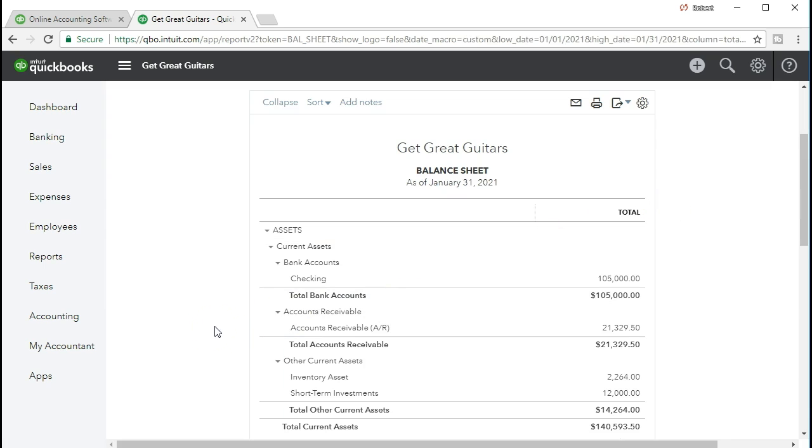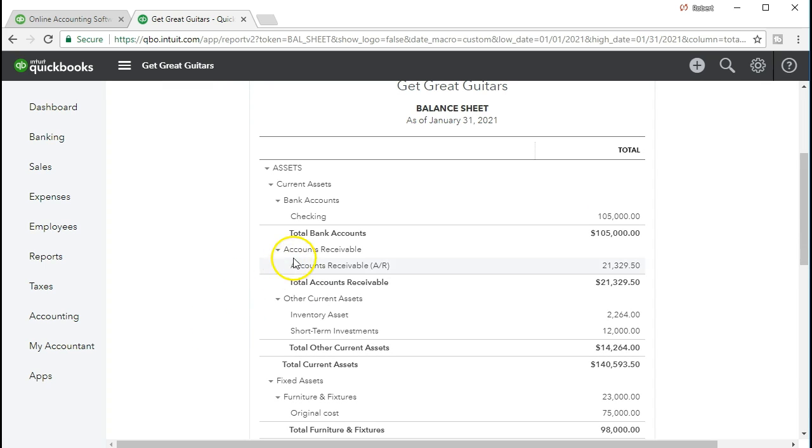So here we have it. Now we're going to go through here. The invoice means that it's going to be a receivable. So we know that receivables is going to be affected.